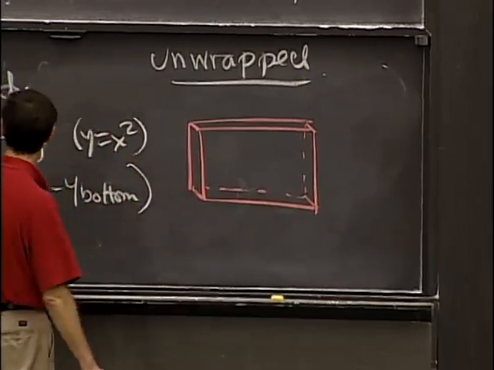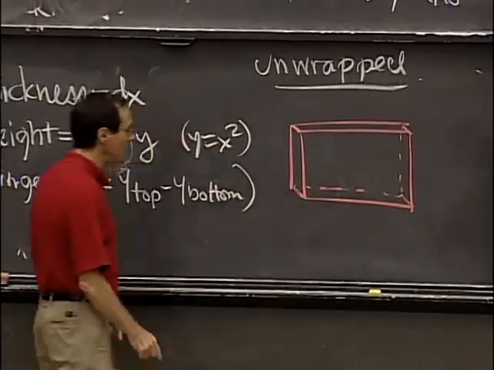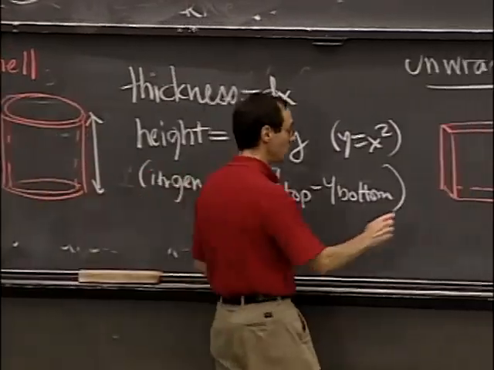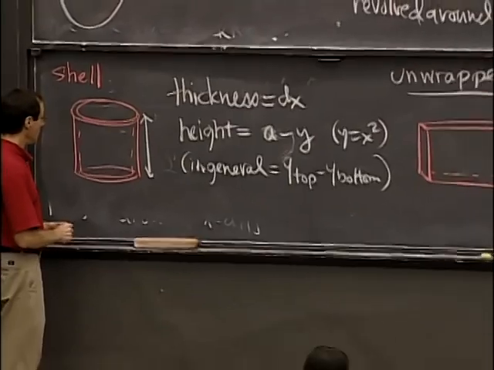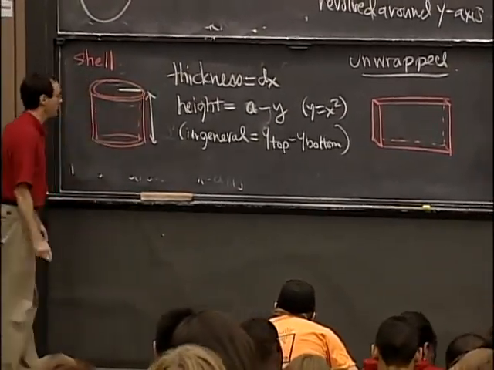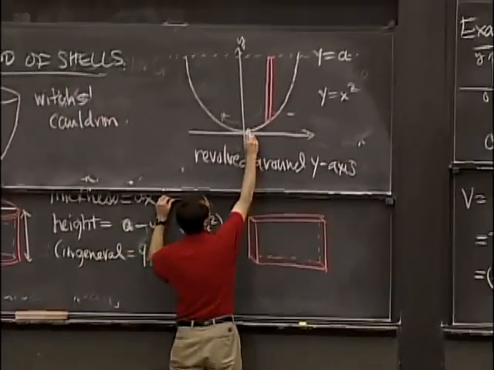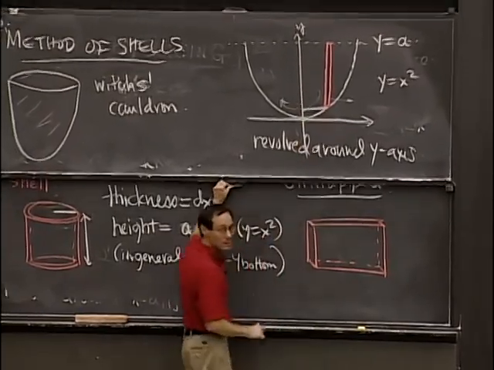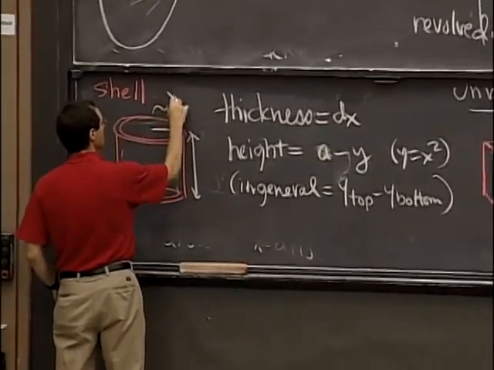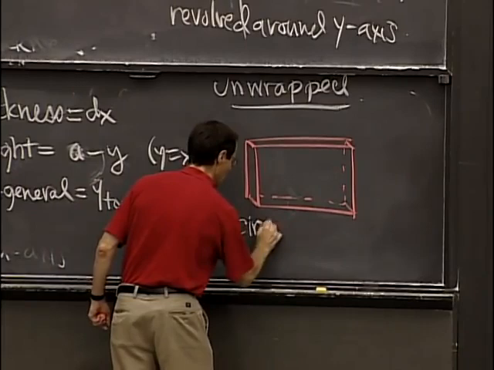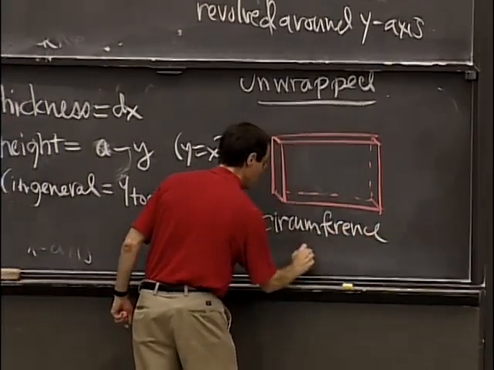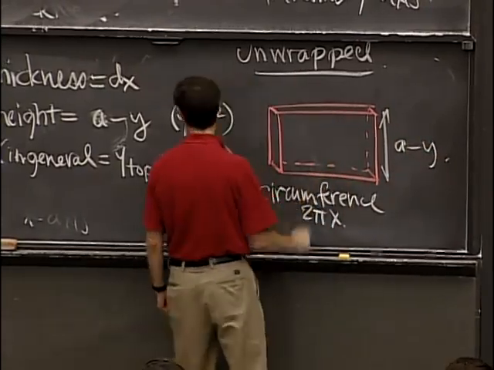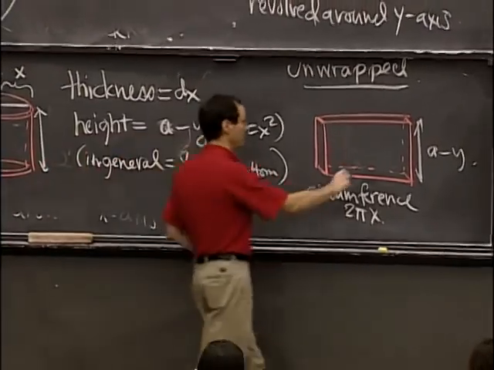It looks like just a slab like this. And again, the thickness is dx, the height is a minus y, and now we can see that the length here is all the way around. It's the circumference, all right? So this is going to be the circumference when I unwrap it. And in order to figure out the circumference, I need to figure out the radius. So the radius, on this diagram, is right over there. This is the radius, and that distance is x. So this length here is x, and so this circumference is 2 pi x. And this height is still a minus y, sorry, and the thickness is still dx, right?